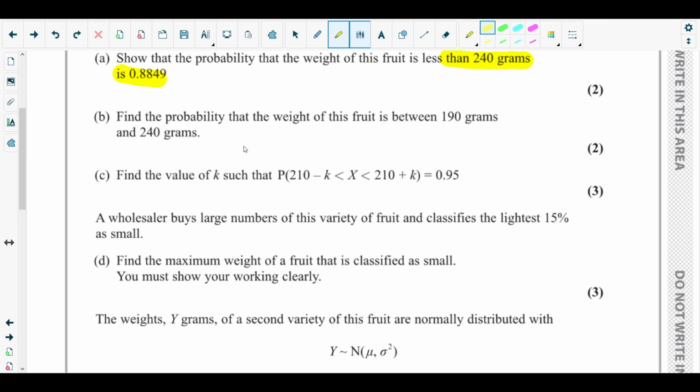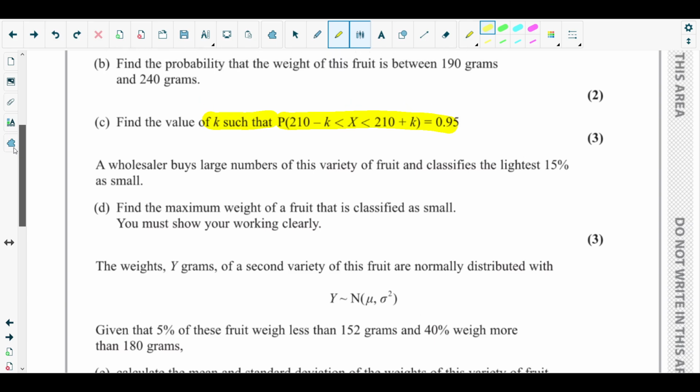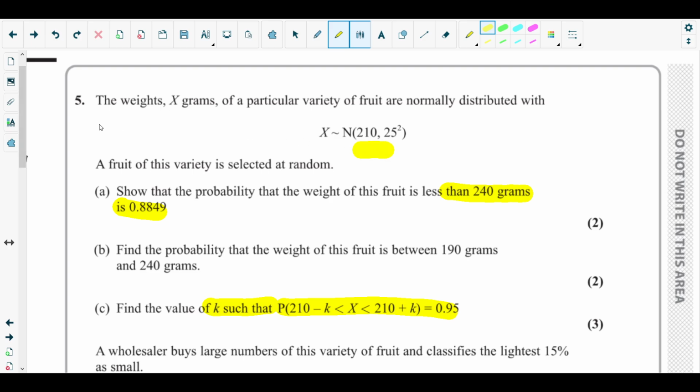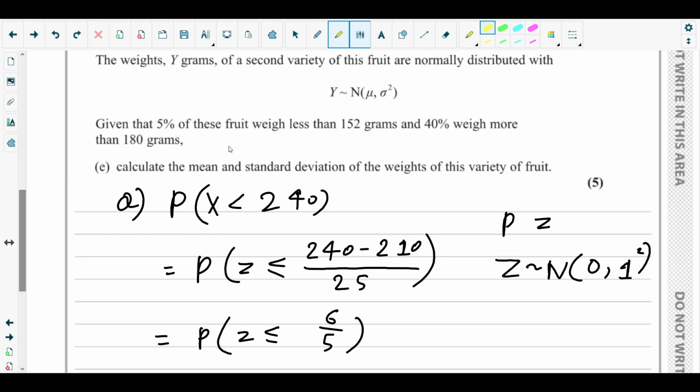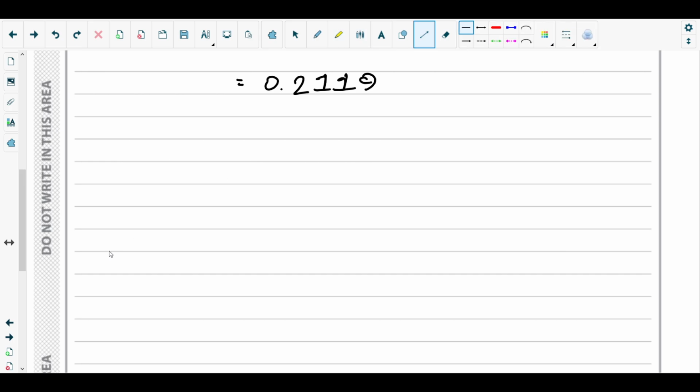For part C, they are asking to find the value of k such that the probability of x greater than 210 minus k and less than 210 plus k equals 0.95. So we need to use concepts from the bell curve. Okay, 210 minus k and 210 plus k. We know that the mean is 210, right? So let me show you using a bell curve to help you understand that fact. Consider the bell curve again.